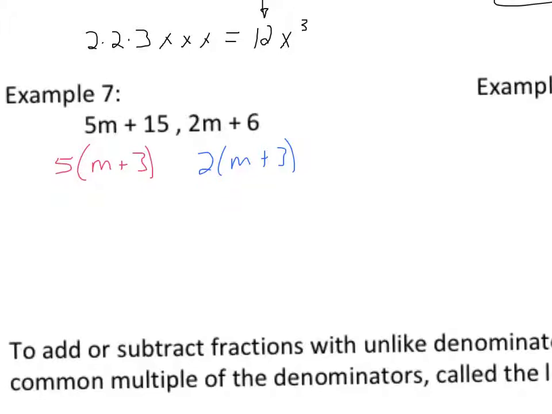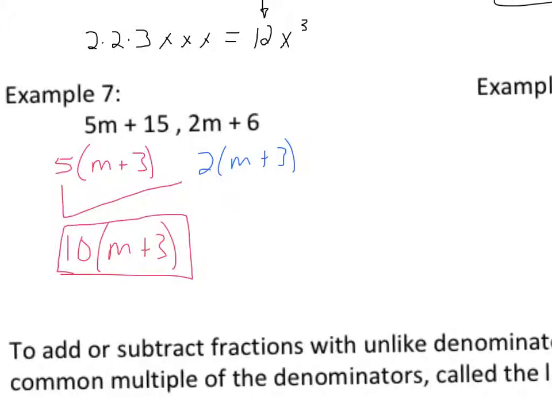So the common multiple deals first with these two numbers. What's the least common multiple? And that would be 10. Then I see that there's an m plus 3 in both. There's only 1 in each one, so the miser would take just one of them. And that is your least common multiple. So we have a monomial piece and a binomial piece.